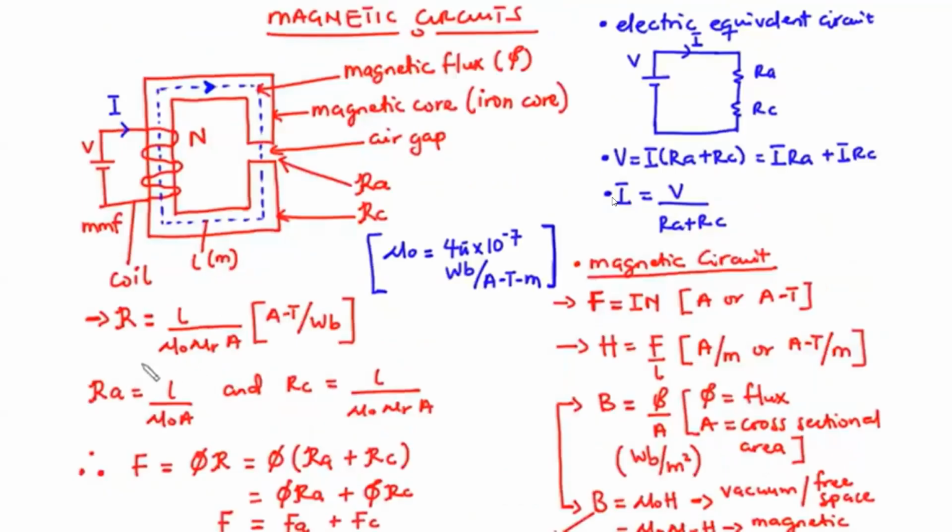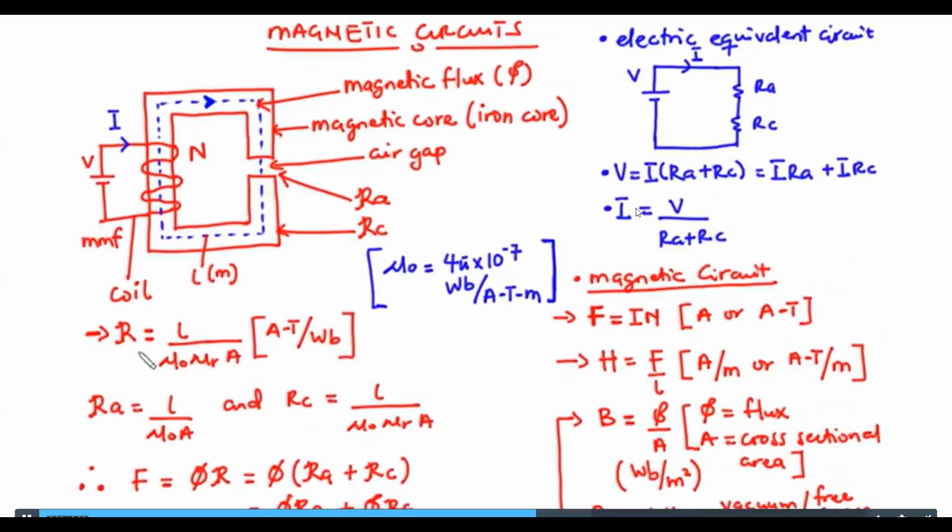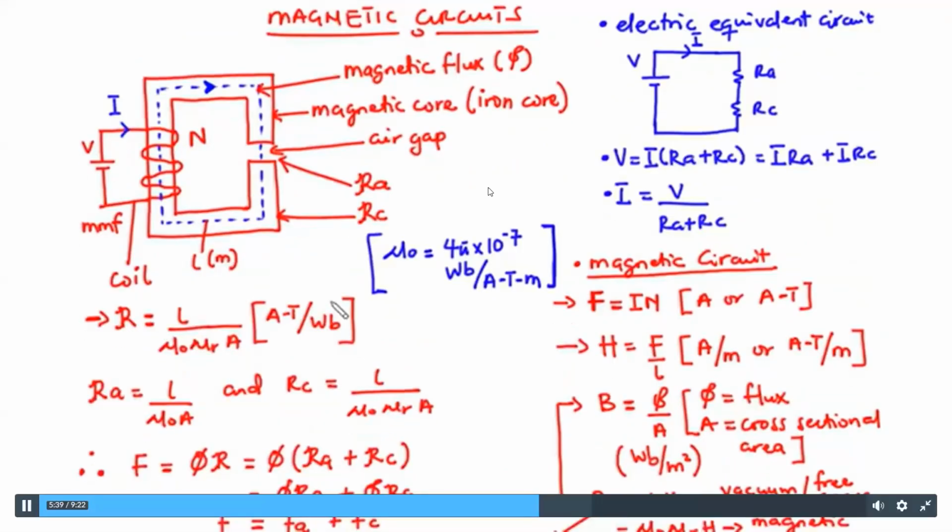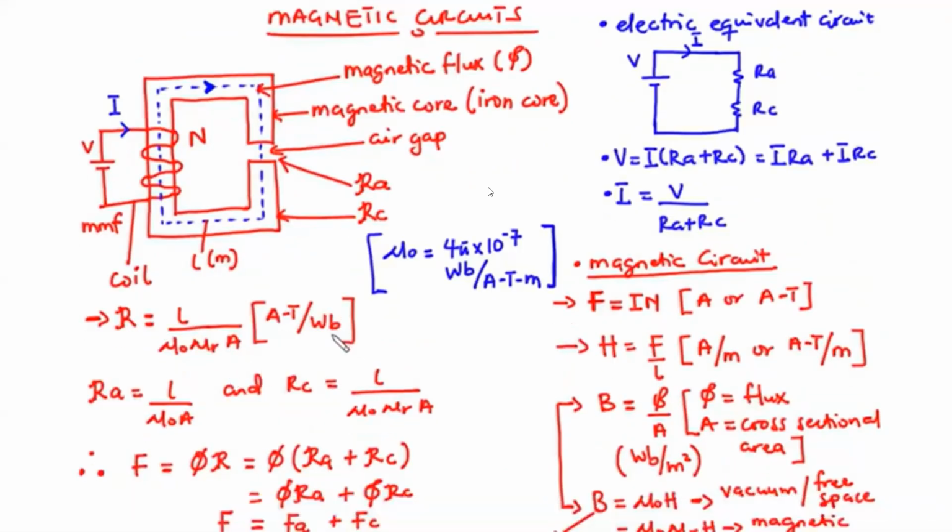Now the reluctance of this circuit is given as L divided by mu naught mu R A, where L is the length of the magnetic circuit and A is the cross-sectional area, and the reluctance of the magnetic circuit is measured in ampere-turns per Weber. Considering this circuit, the reluctance as a result of the air gap is given as L over mu naught A, while the reluctance as a result of the iron core is given as L over mu naught mu R times A.